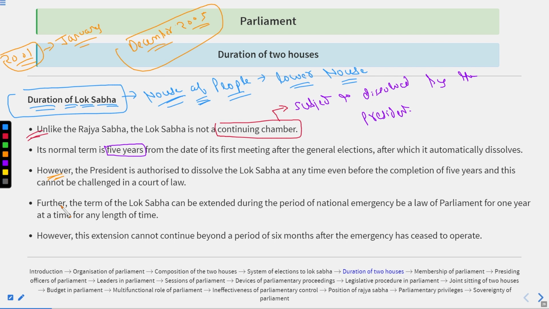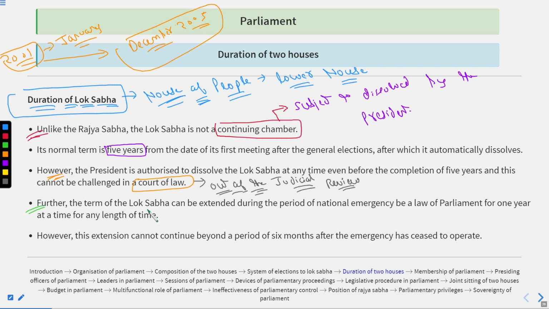If the president finds it necessary to dissolve the Lok Sabha, it doesn't matter whether the Lok Sabha had completed its tenure or not, the president could dissolve it. All right. And this decision could not be challenged in any court of law. So you can say it is out of the process of judicial review.